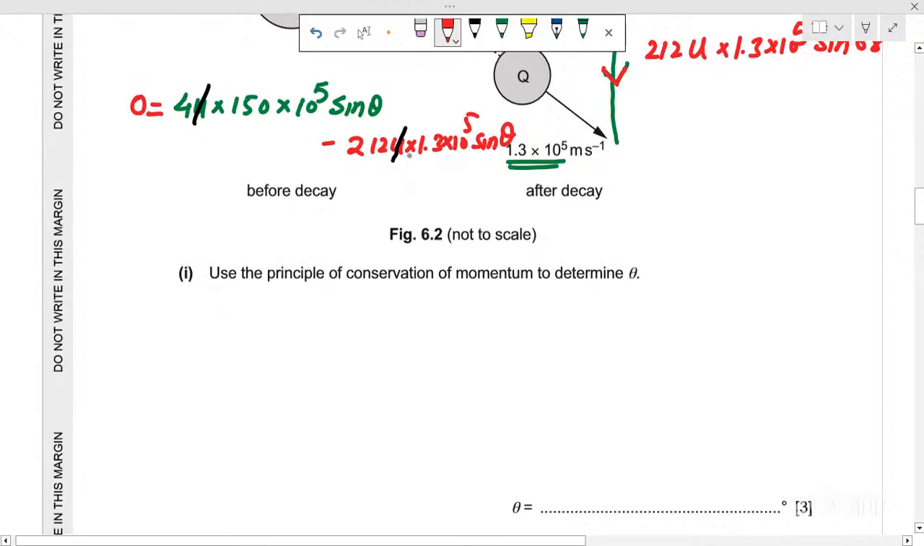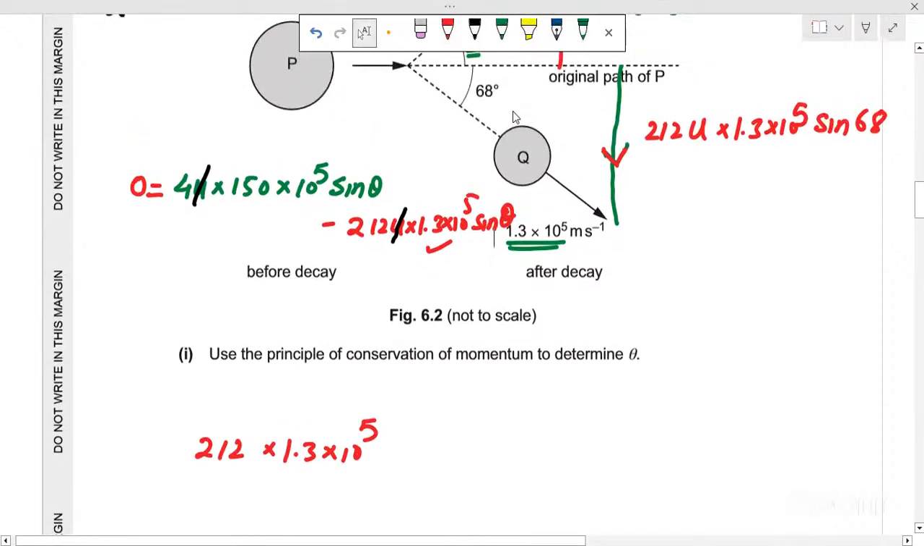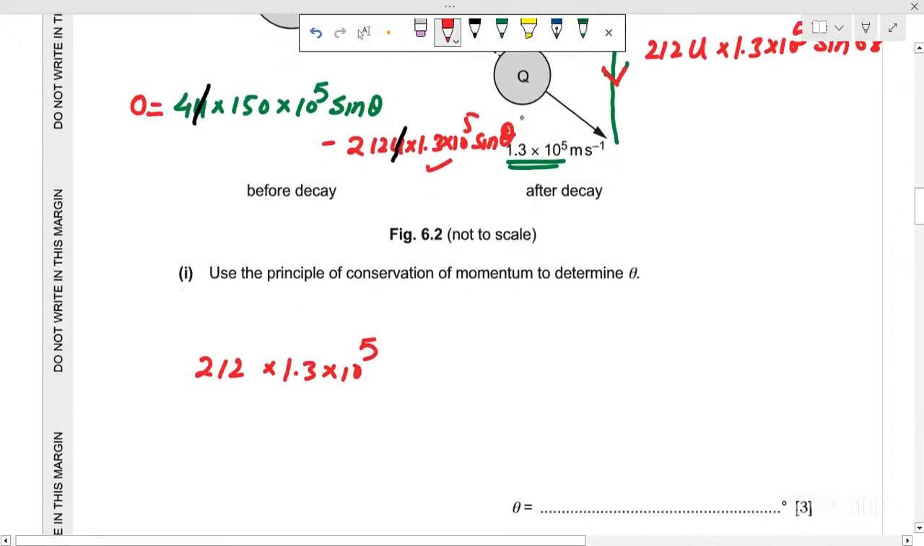So I will be bringing this term on the other side, which is 212 into 1.3 into 10 power 5 into sine of, I should put the value of theta over here, which is 68. I'm sorry, 1.3 10 power 5 sine of 68 is equal to 4 times 150 times 10 power 5 sine of theta. So you know how to solve this equation for theta.